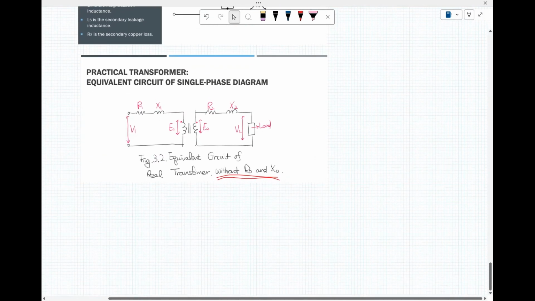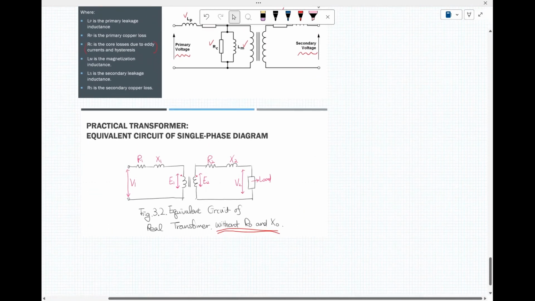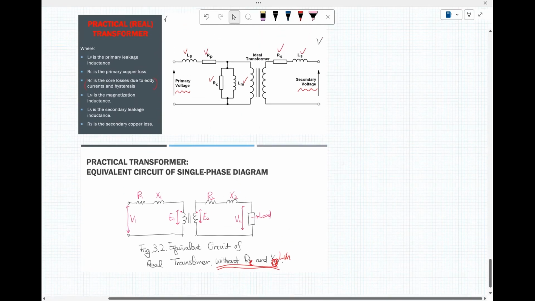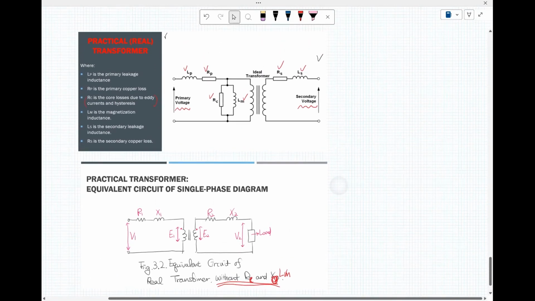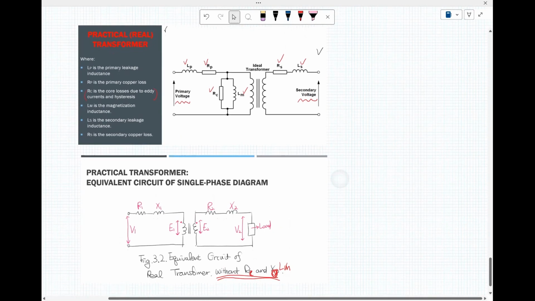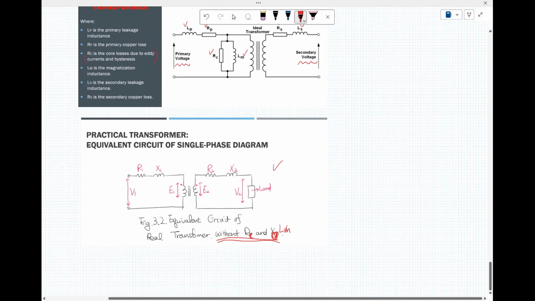Okay, so we're going to combine the primary and secondary sides to make one circuit from the isolated primary and secondary of the transformer. We remove R sub C and X sub C, maybe L sub M. So we will not consider the core losses and the magnetizing inductance. So that is the circuit.